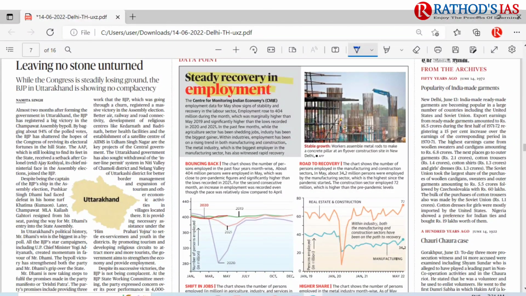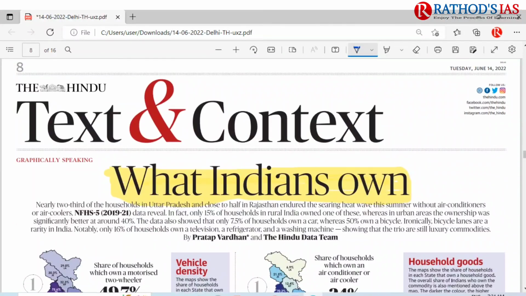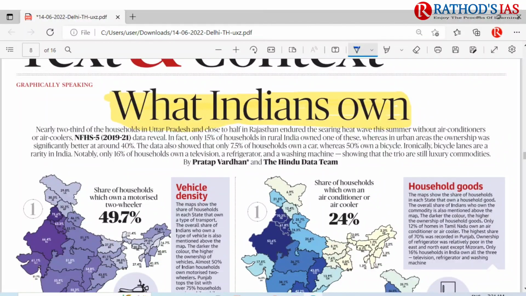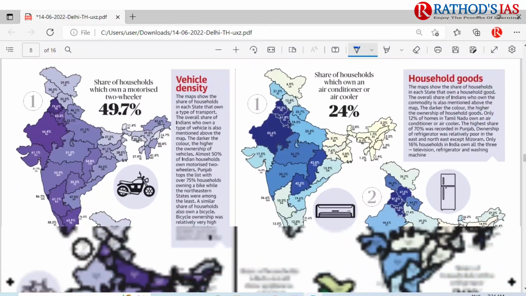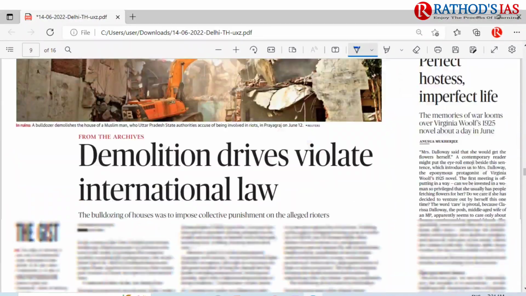It is regarding a report of CMIE, Centre for Monitoring Indian Economy. And the next one mainly talks about vehicle density in India and household goods. You can easily go through this infographic.